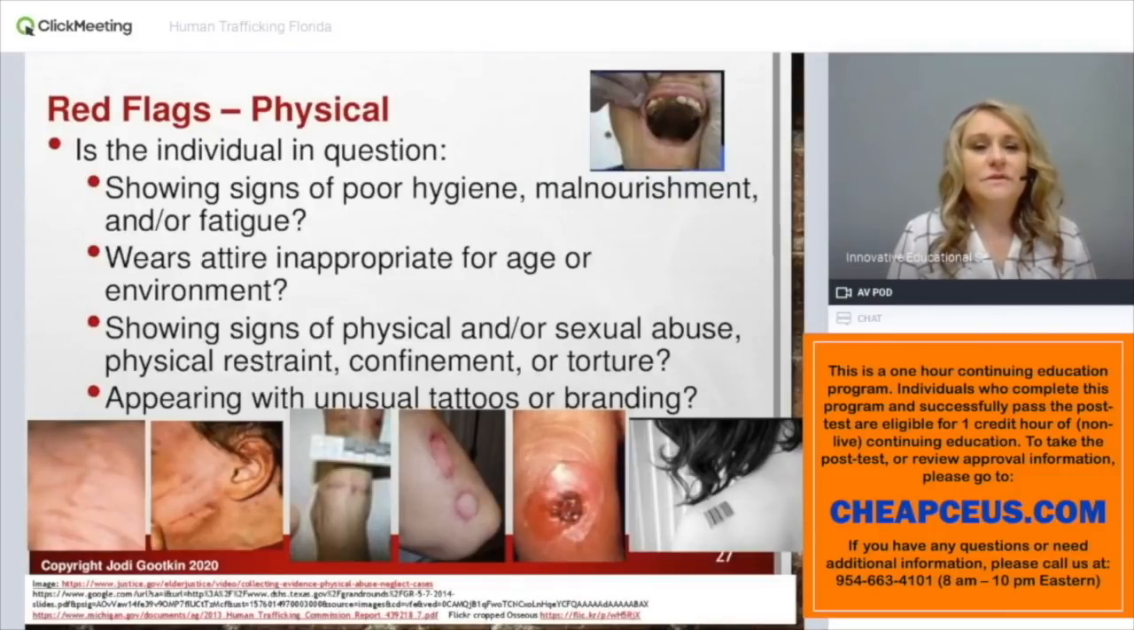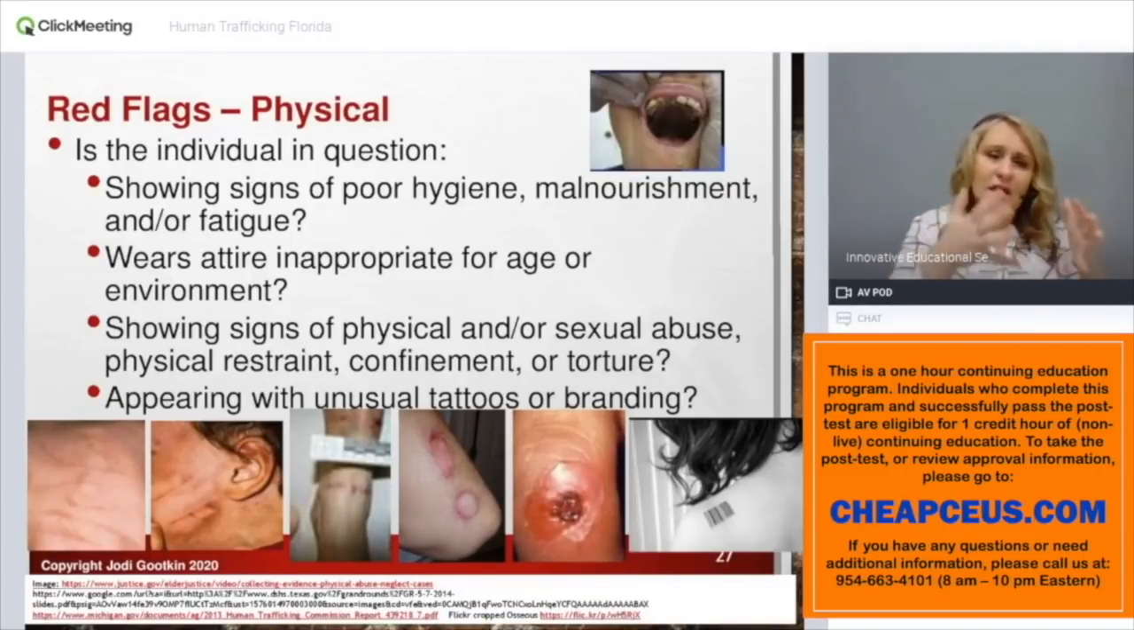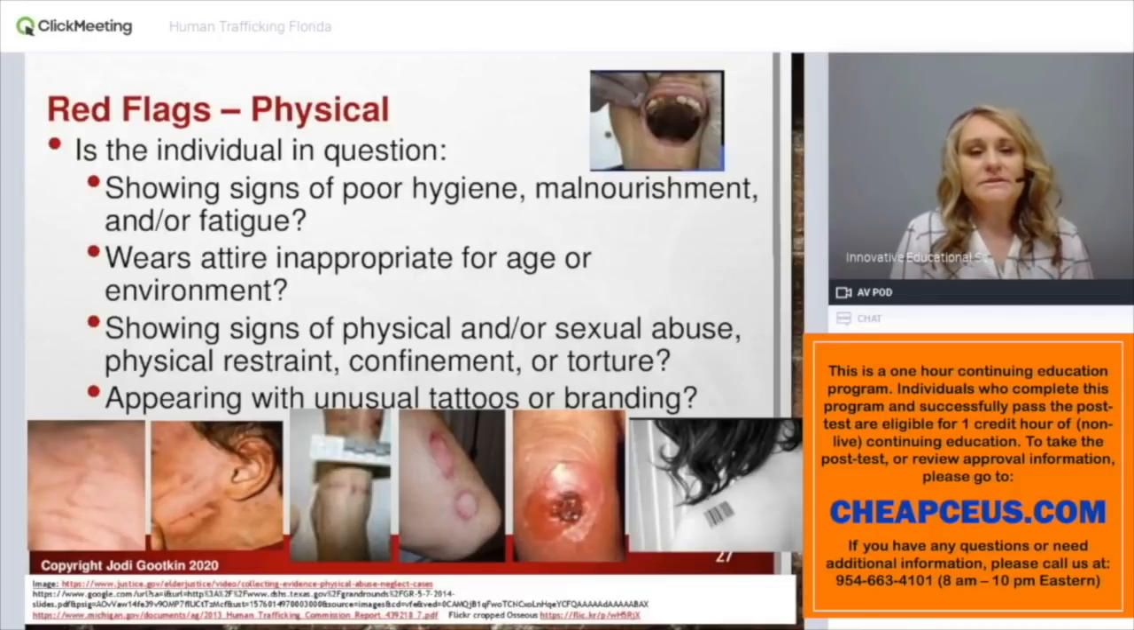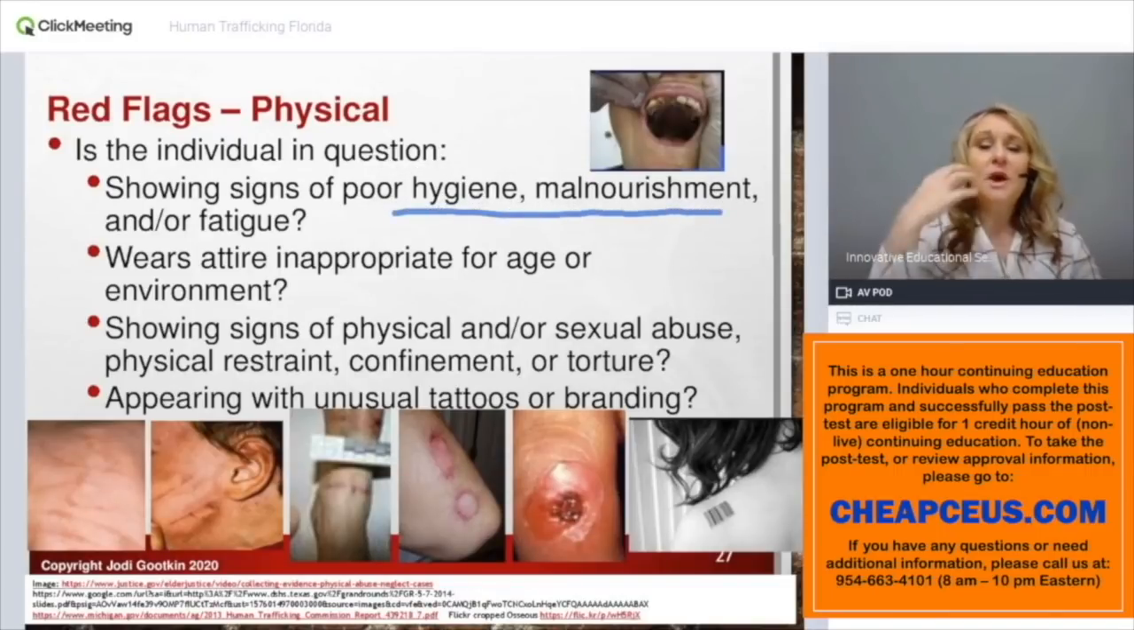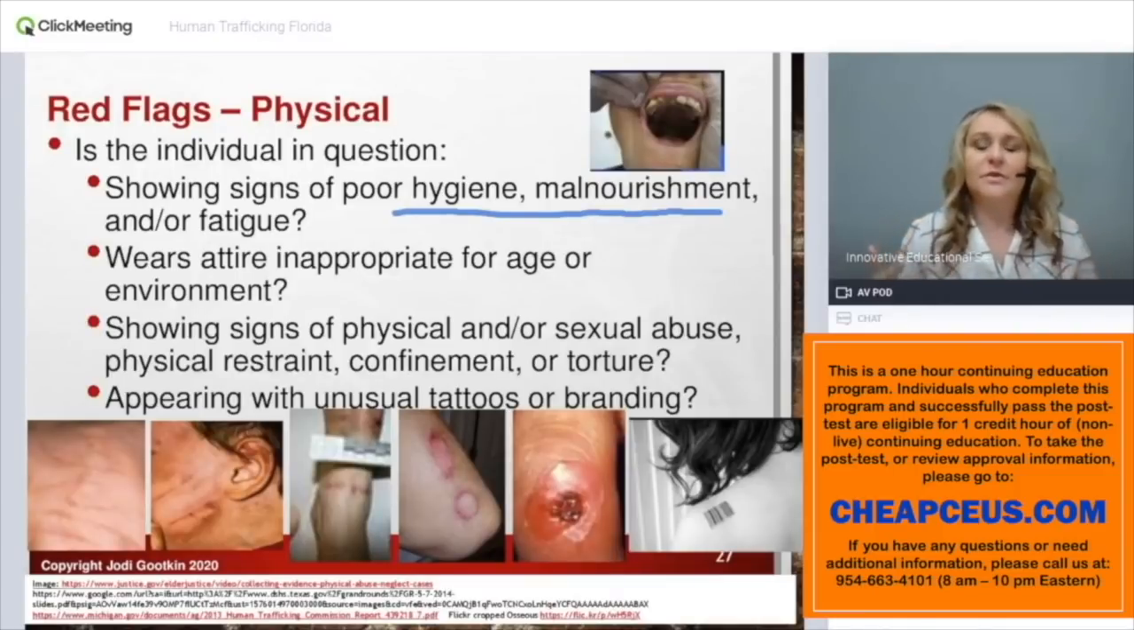As we look at potential physical red flags, this is an area where, as healthcare providers, we're examining our patients, and we should always be looking holistically at every area of their body, not just staying focused if it's their leg that we're treating. We should be aware of the whole person. When we look at potential signs that the individual may be a victim of trafficking, we're looking at someone presenting with poor hygiene and malnourishment, particularly in the face area. Even if you're treating the rest of the body, always be aware of your patient's face because it gives us a lot of information on conditions.